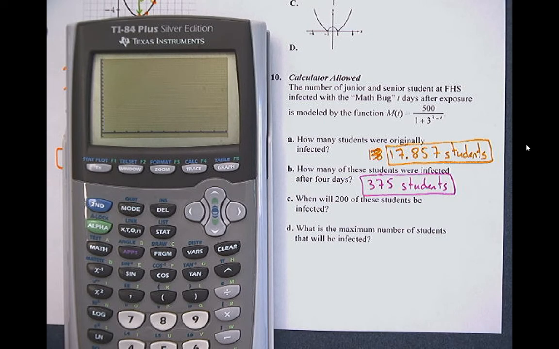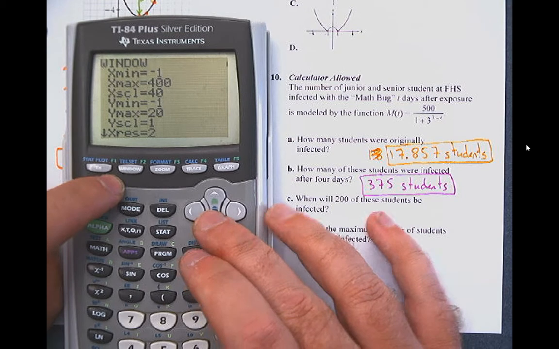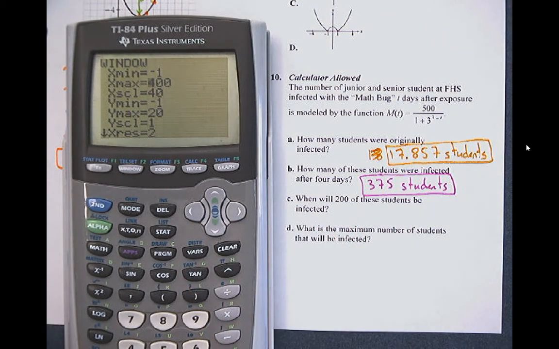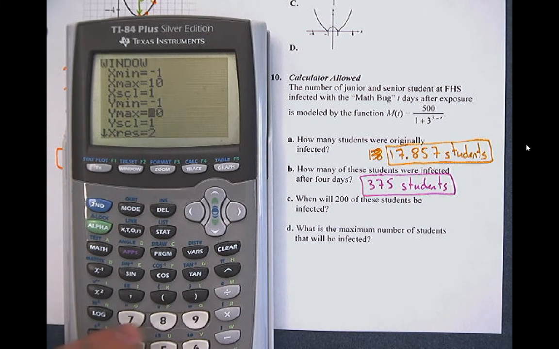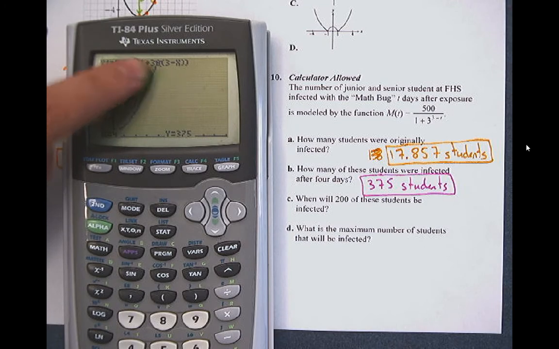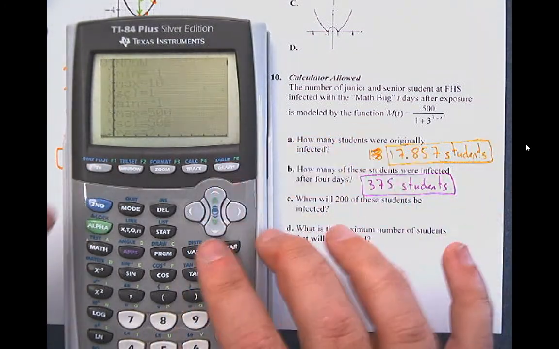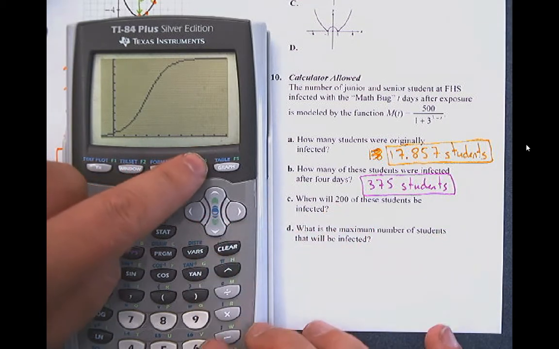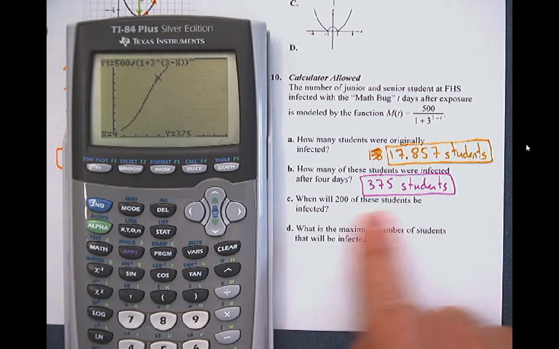What did I do wrong? Oh, I don't care about the X value. I could still go to 10 days, going by ones. It's the Y value that I want to change to like 400. I want to look up more on the graph. There we go. Okay, good. So when I trace to 4, there it is way up there at 375. Maybe we should make it a little bit bigger. Let's go to 500. Count by 50s. Trace to 4, 375. When will 200 of these students be infected?